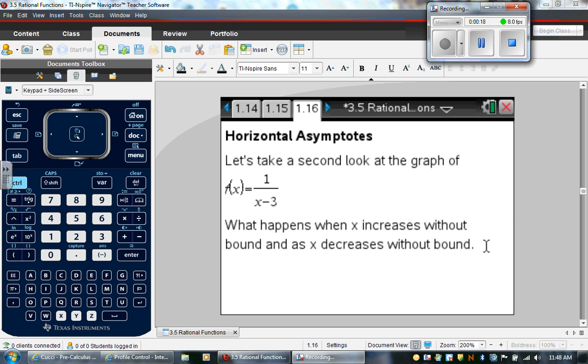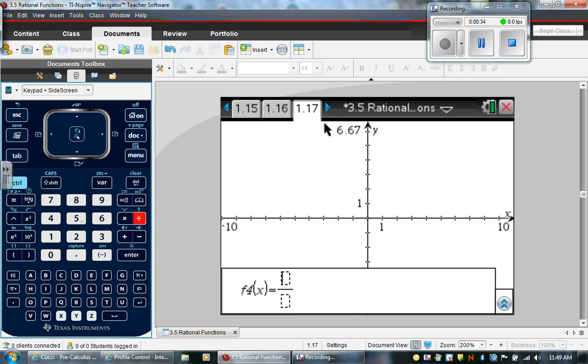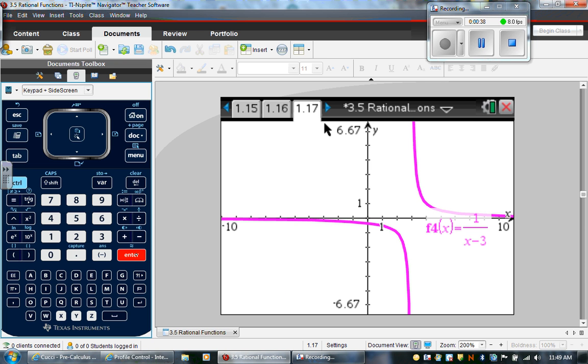Okay, so what we're going to talk about today is how we find horizontal asymptotes. So we're going to first take a peek at this graph. Okay, so 1 over x minus 3 is the graph that we're looking at. Okay, so here's our graph. So essentially what we're looking for is horizontally, are there values of y that are not getting used?